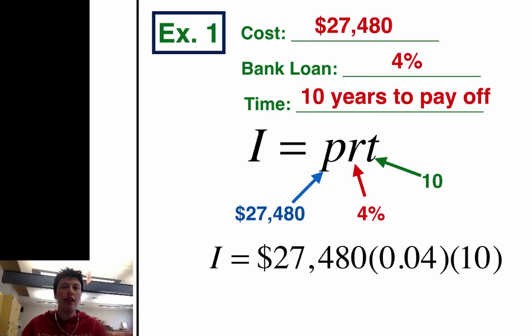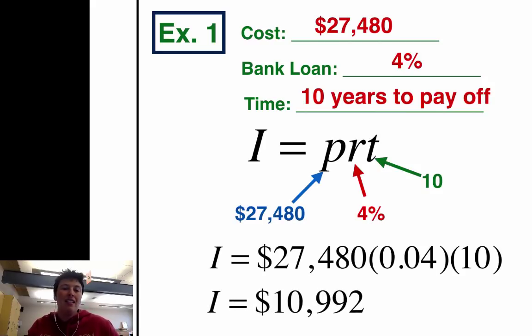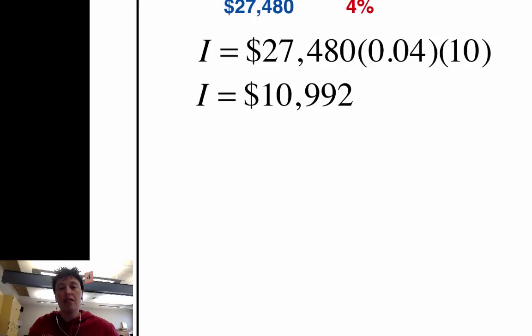And this is where you're just going to grab your calculator. You're going to type in 27,480 times 0.04 times 10. You probably should do that right now while I'm doing it also, just because sometimes I make mistakes in these videos, and then you can come tell me if I do. So test the numbers, see what you get. I'm getting 10,992. So hopefully you got the same thing, which means you're going to have to pay the bank back not only the money you borrowed, but the extra $10,992.